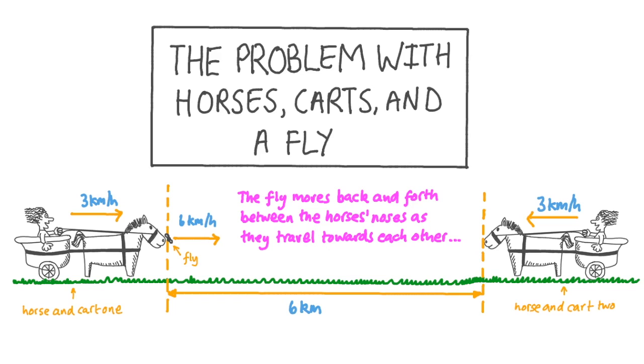At the beginning, a small fly takes off from the nose of the first horse and flies in a straight line at a speed of 6 kilometers an hour toward the nose of the second horse. As soon as it reaches the nose of the second horse, it turns around and flies directly back to the nose of the first horse at a speed of 6 kilometers an hour. When it reaches the nose of the first horse again, it turns round and heads back to the second horse, and so on. The pattern is repeated until sometime later the horses collide and squash the fly between their noses.